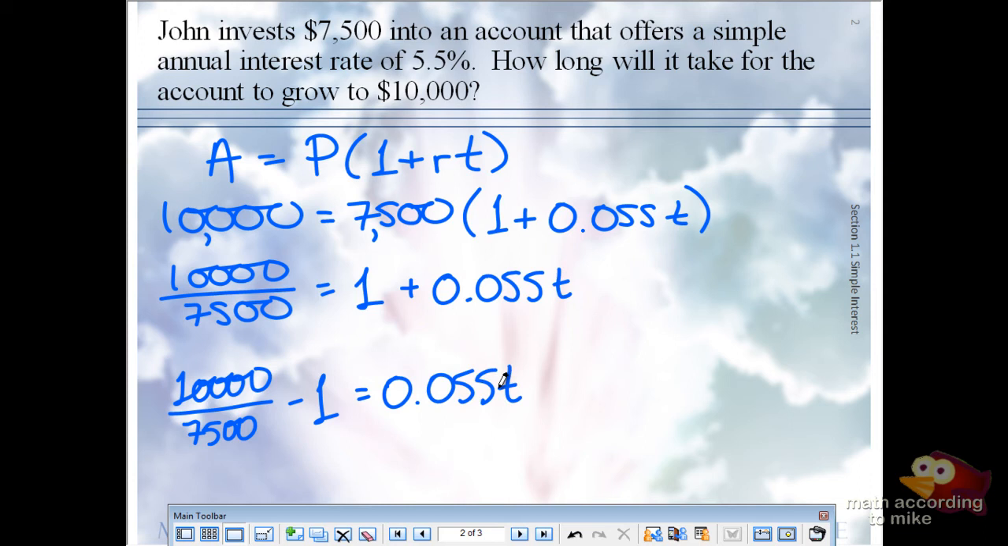And now we're trying to solve for t. T is currently being multiplied by 0.055. How do we undo that? Divide. So the exact value for t is this horrible, horrible fraction.